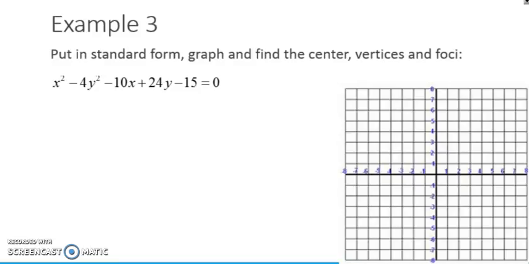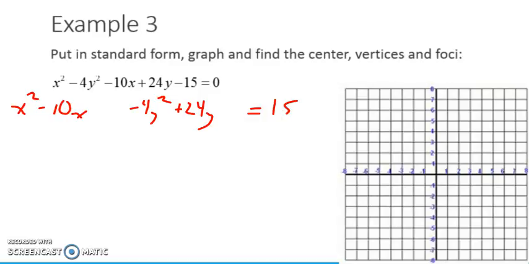For the last example here, we're again going to go through that process of proving that the shape is a hyperbola. Right now, you probably can't tell just by looking at the equation, so you want to go through that process of grouping together the x's, leave a blank space, group together the y's, leave a blank space, and put the constant on the other side.